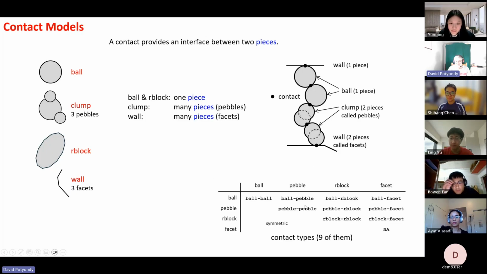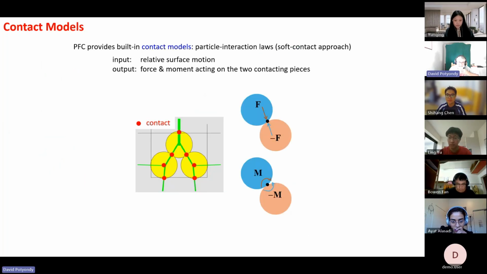Okay. And there's different types of possibilities now because these are the different PFC pieces. And here we go. So you can have a contact between a ball and a rigid block or between a ball and a facet. We'll talk about this later when we do more sophisticated things like loop through the list of contacts if we need to do that for some reason. Maybe we want to quantify the force chains. So we have to go through the list of contacts and grab forces and do things with them.